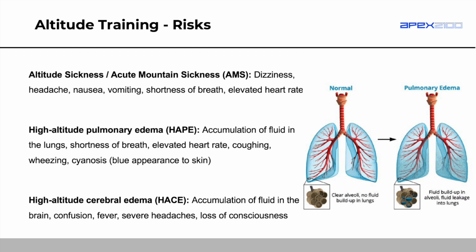This is when fluid accumulates in the lungs and we have a shortness of breath, an elevated heart rate, coughing, wheezing, and cyanosis. You can see in the picture we have clear normal lungs and then we have pulmonary edema where there's a fluid buildup in the lungs, and this can be very dangerous. But the most dangerous of all is high altitude cerebral edema. This is when fluid accumulates in the brain and can lead to confusion, fever, severe headaches, and loss of consciousness, and this happens at very high altitude.